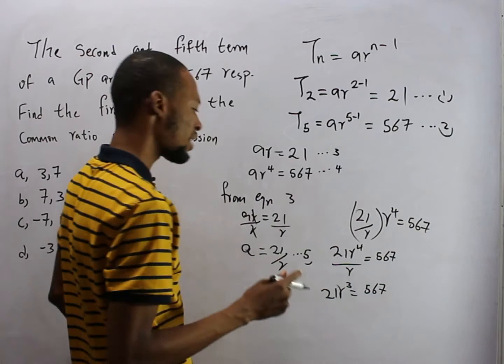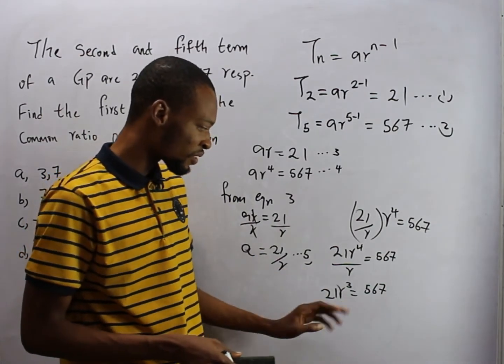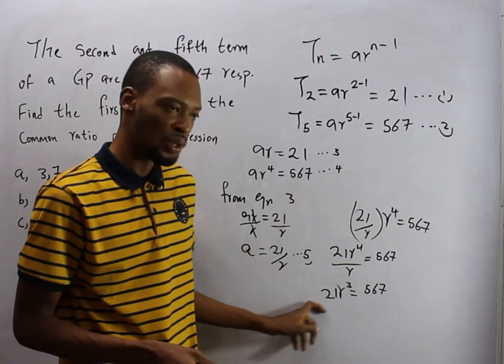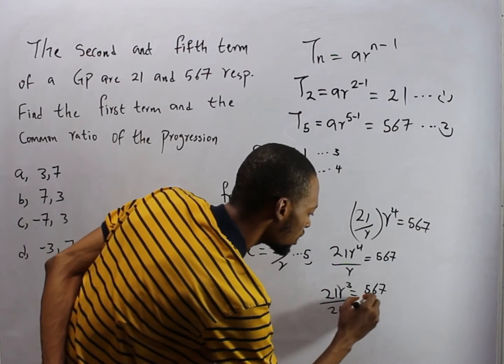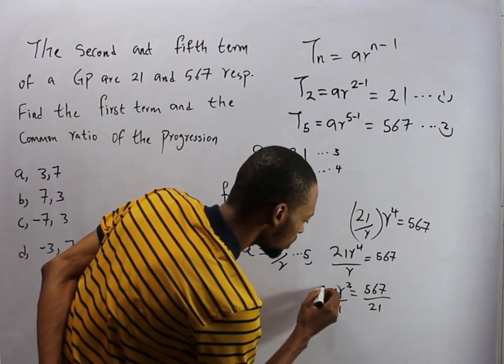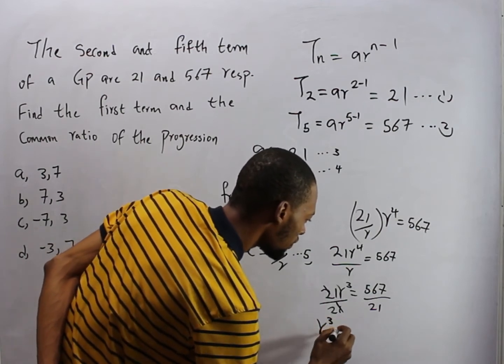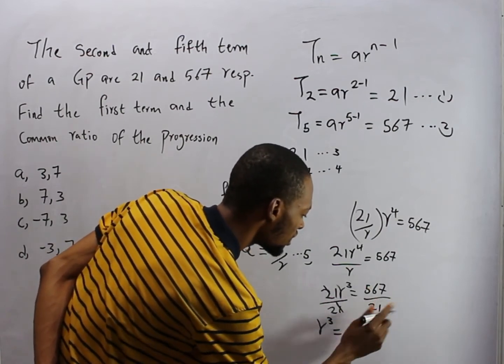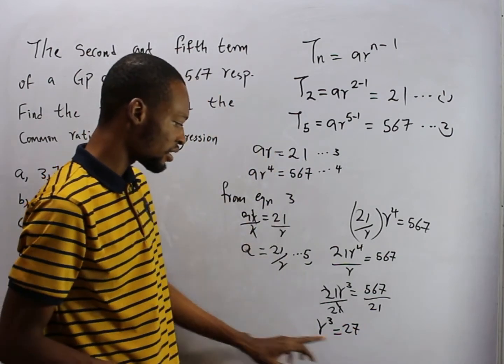So now we are doing another change of subject. We only need r. So first thing we'll do is try to remove this 21. To remove the 21, we'll divide both sides of the equality sign by 21. So this 21 over 21 is 1, and we are left with r raised to the power of 3 equals this over this, which is 27.